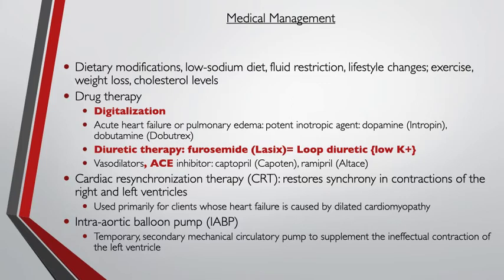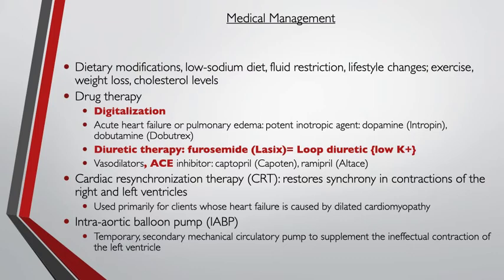So, medical management of heart failure, whether it's left or right, is essentially the same. Of course, we're going to start with those dietary modifications. Our direct therapy may consist of digoxin. We may give some diuretics such as Lasix, which is also known as furosemide. This is a loop diuretic which can lower the potassium levels.